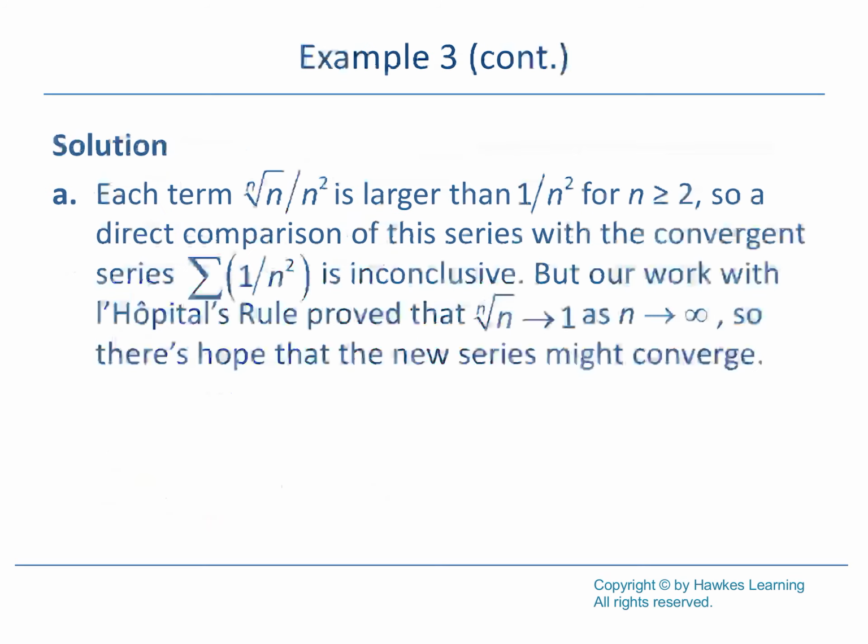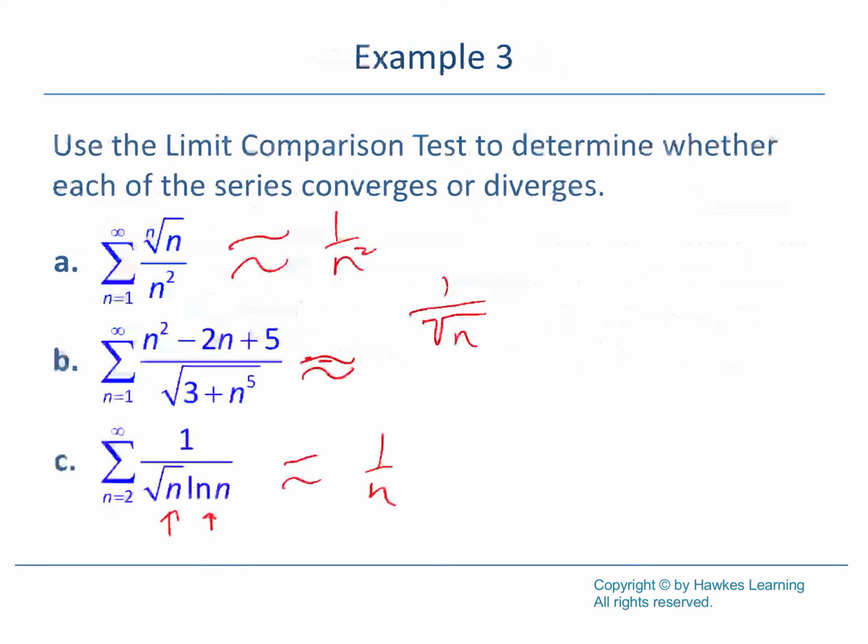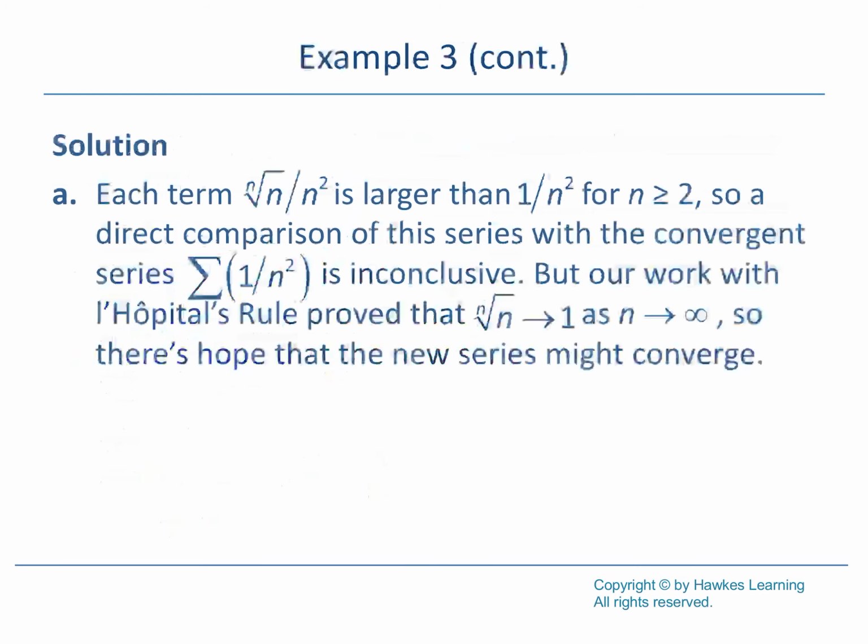But let's go ahead and look through these solutions real quick. So the first one, we've got the nth root of n over n squared. And here we pick 1 over n squared for our more familiar sequence. The direct comparison would be inconclusive. But if we worked with the nth root of n, that would approach 1 as n approaches infinity.